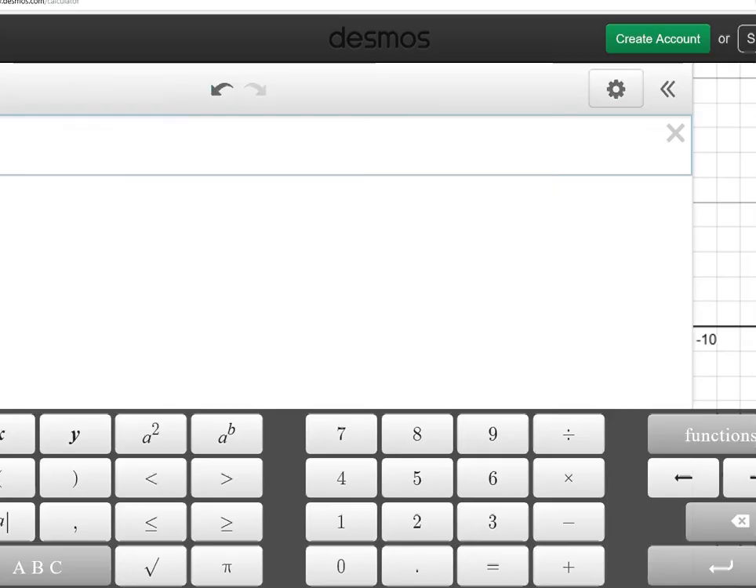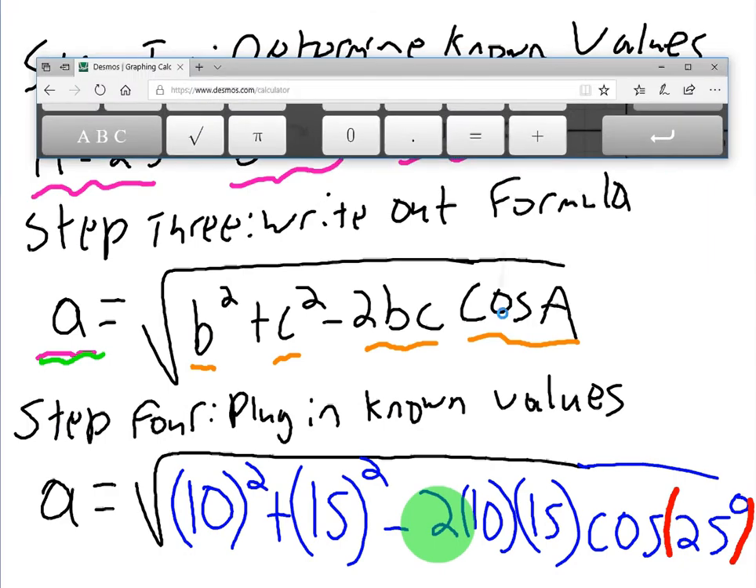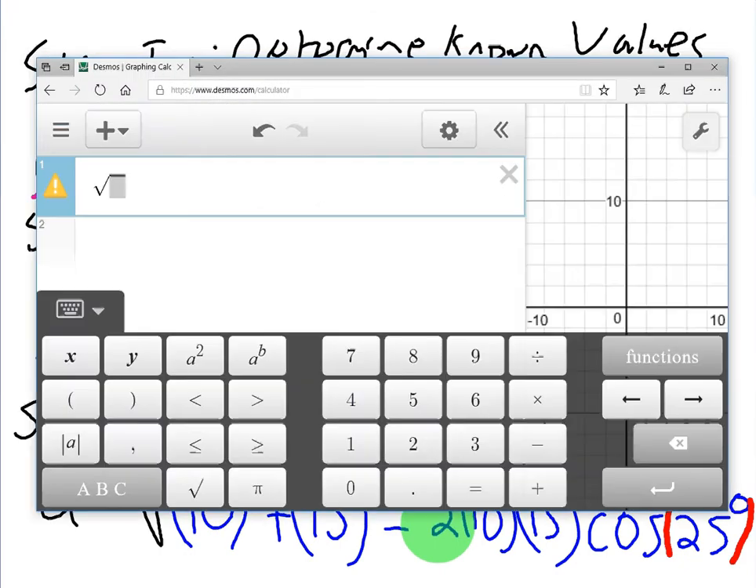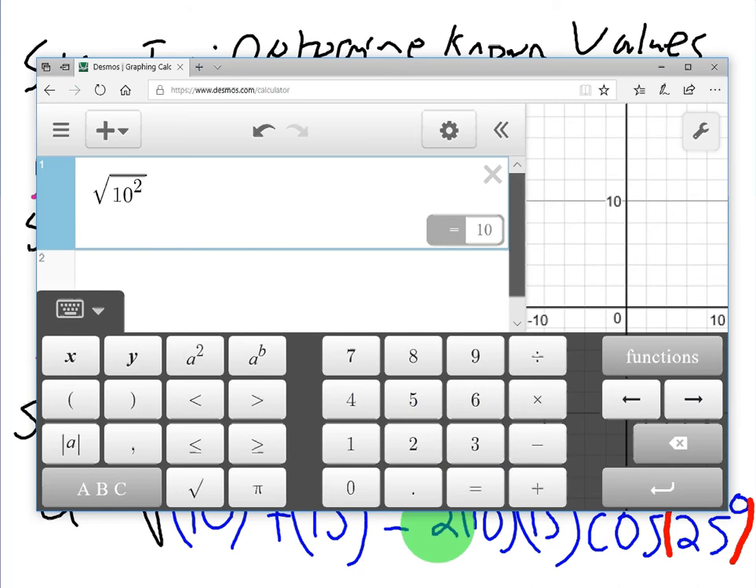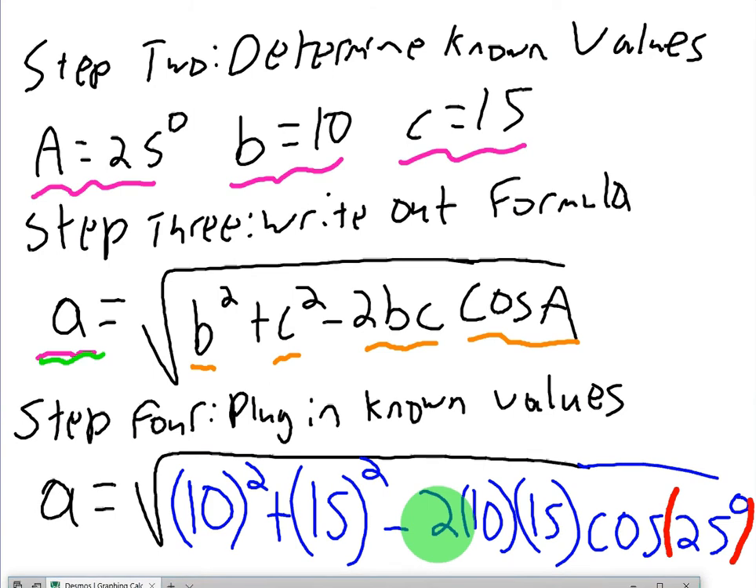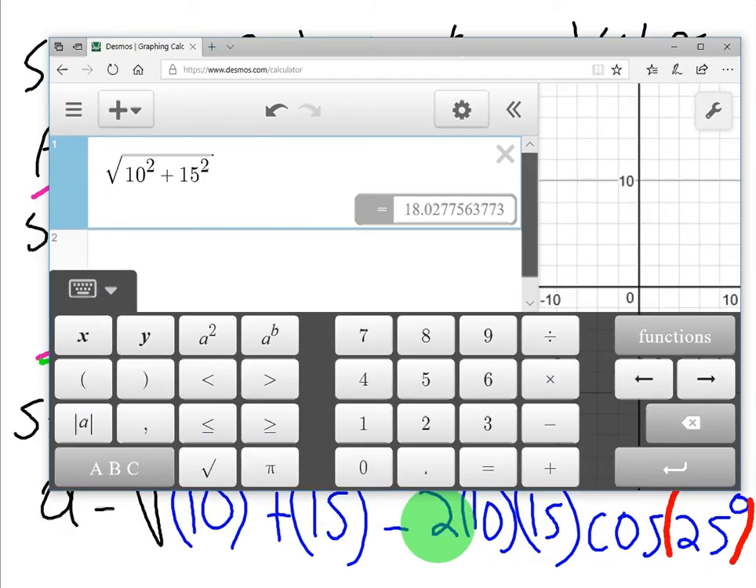Oh, I did something weird with my calculator. If I can stretch this back out. Give me 1 second. Okay, so we went outside the zone. Okay, 10 squared plus 15 squared. Pretty straightforward, right? Okay, next we have minus 2 times 10 times 15. Easy, make sure you stay within the square root.